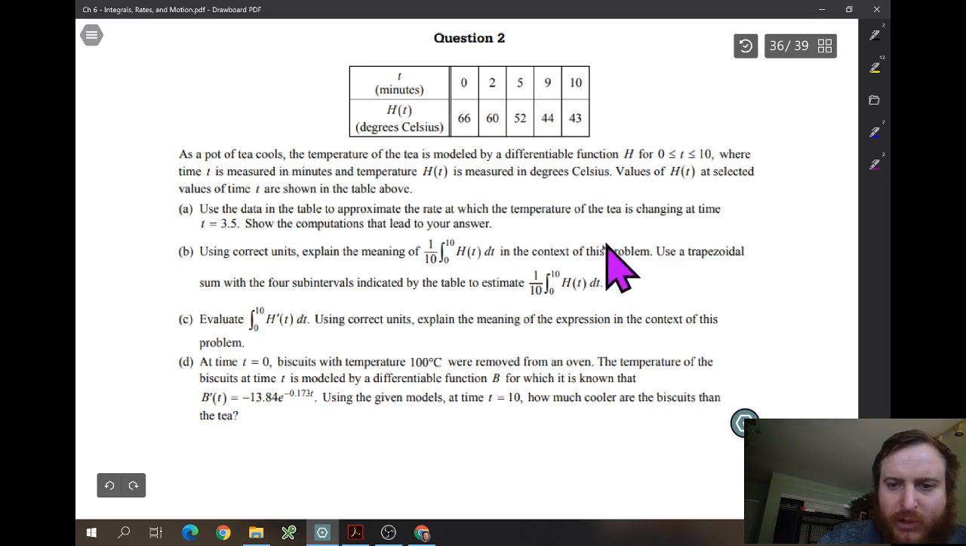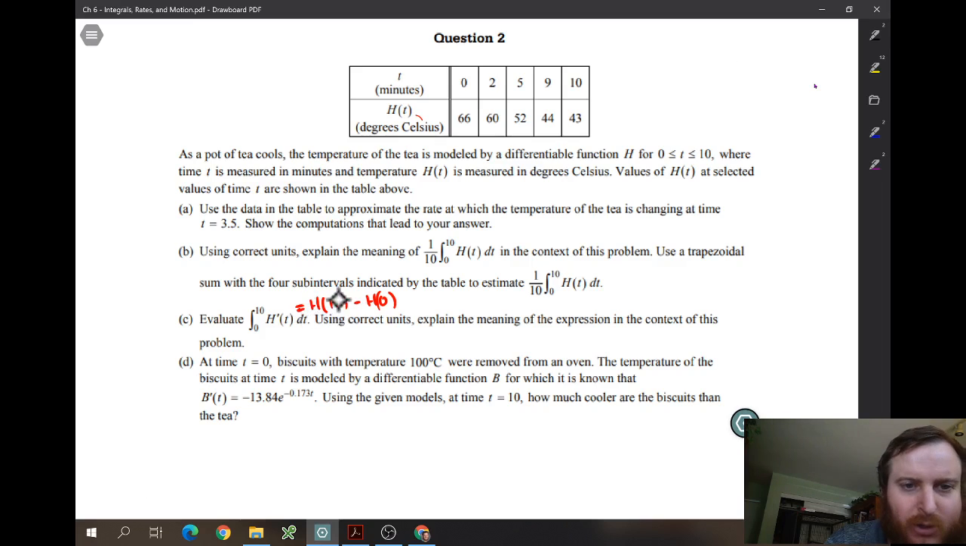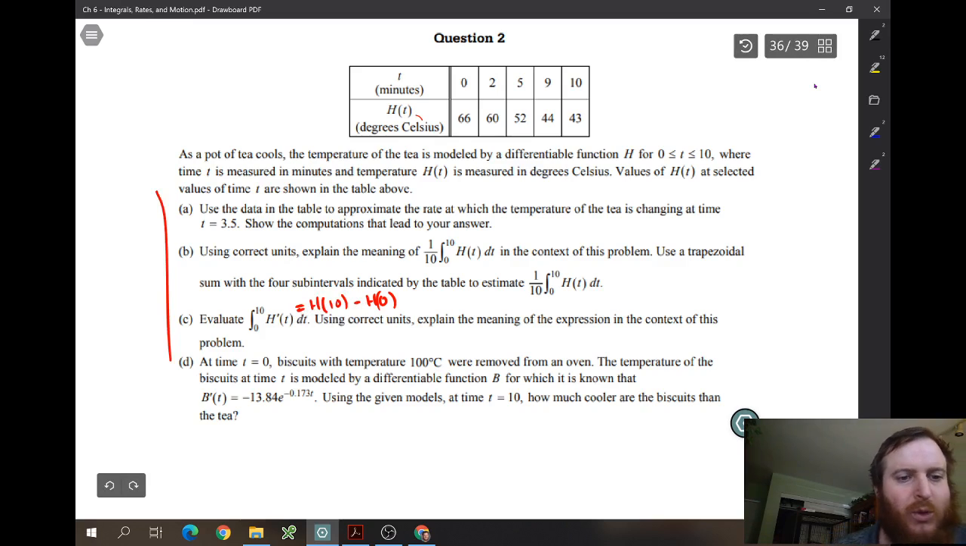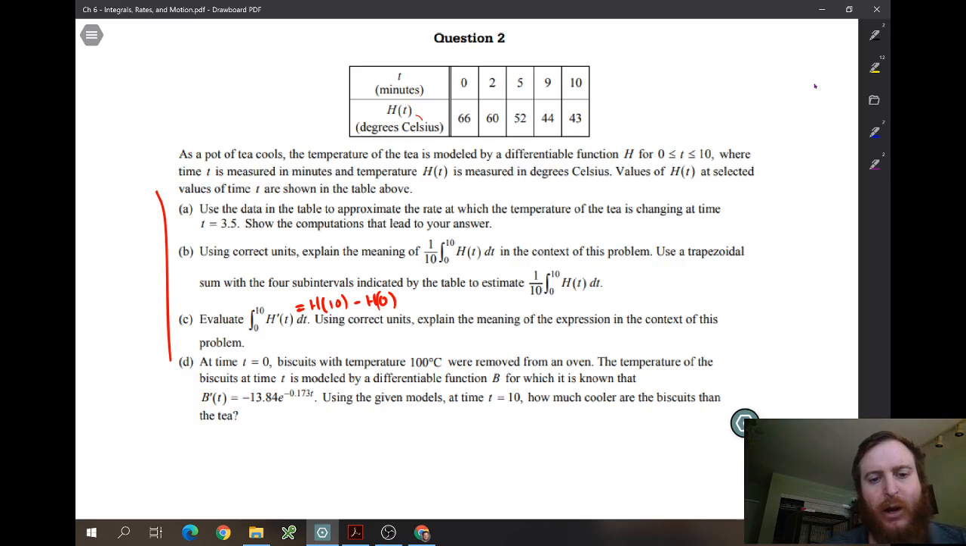That's doing a Riemann sum with a trapezoid. And then this would be an average because it's 1/10. So it would be the average temperature of the teapot. And C is the one that we just did, which is the integral from 0 to 10 of h prime of t, which is h of 10 minus h of 0. The units are going to be the same as the h's. And the meaning is that that's the change in the temperature between 0 and 10. So these three should be easy enough. You have the answers in the PDF, so just look there for the answers.